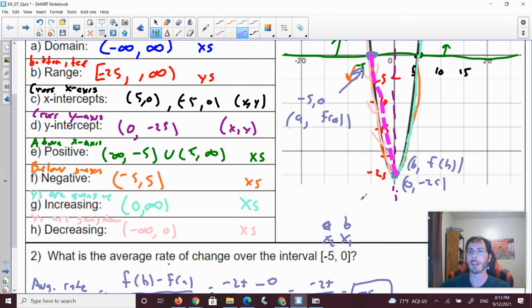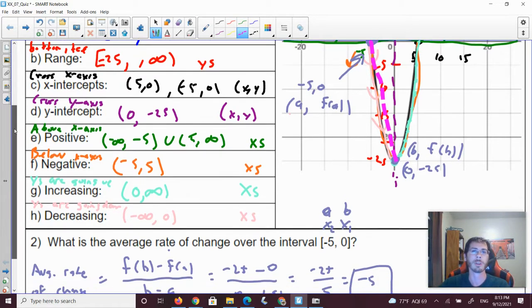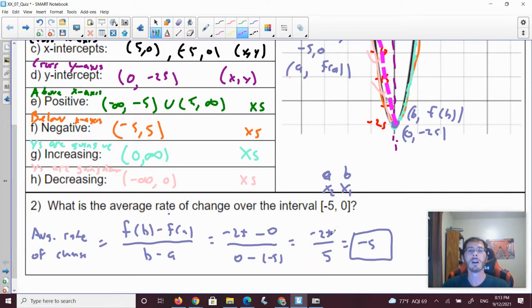And yeah, I'd say if we were to draw that line, it looks like it has a slope of -5. 1, 2, 3, 4, 5 down, 1 over. That makes a lot of sense. I guess we could have done that with rise over run as well if we wanted to. But remember, we're trying to find the slope between these 2 points. That's the same as the average rate of change.